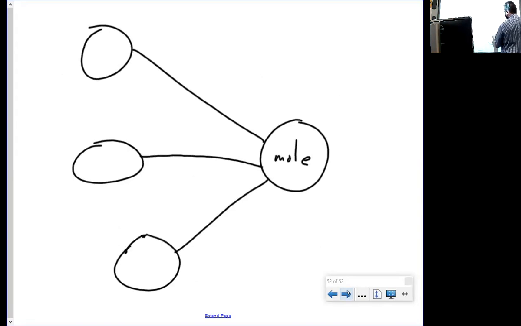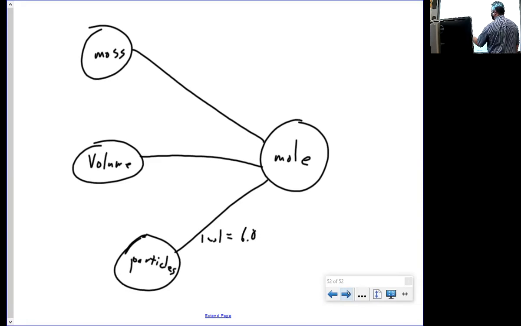If you remember back, this one was grams or mass. This is atoms or molecules, particles. And this is volume. So to go from moles to particles, you already told me the magic number: 6.02 times 10 to the 23rd. My bad.